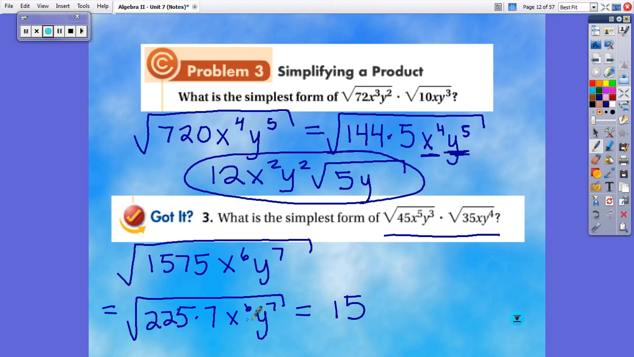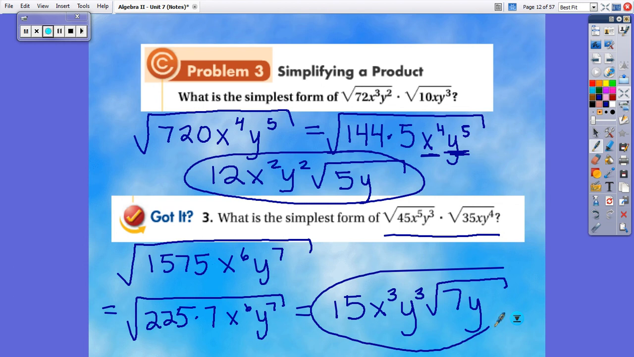I'm trying to take out as many doubles of x's as I can from here, and that would give me 3 of them, so x to the 3rd. And I'm going to try to take out as many doubles of y's as I can here, and that would give me 3 of those. What's left over? A 7 and a y. So 7y goes underneath the radical. And this becomes your final answer.